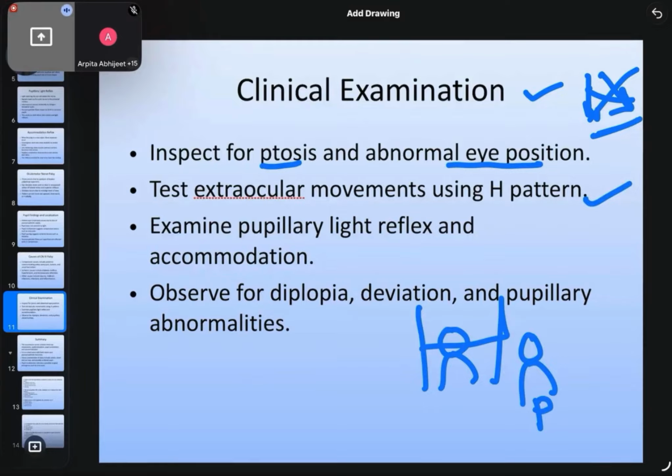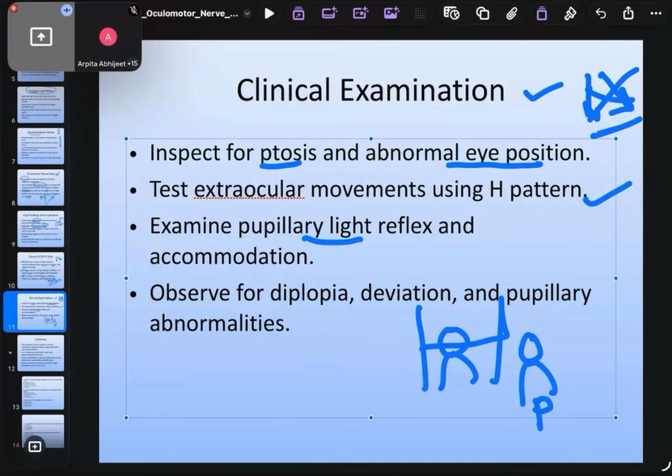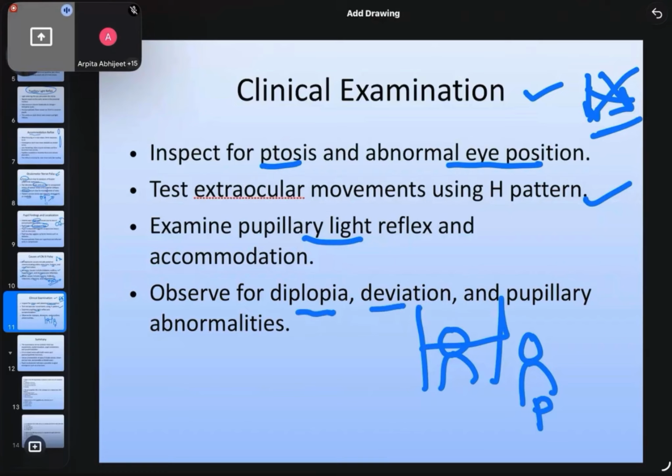And then there is also the light reflex. We usually take the patient into the dark and then we shine direct light and then consensual light and check if the pupils are able to constrict properly. And then we also observe for diplopia, deviation, and pupillary abnormalities. These are typical signs that there is some lesion in the oculomotor nerve, that is the third cranial nerve.